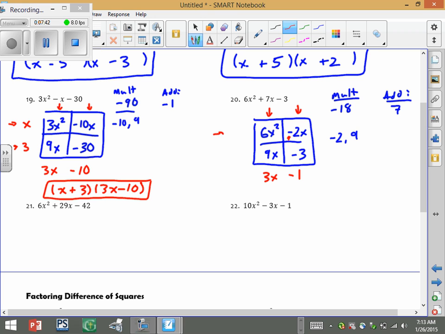Here going this way, 6x squared and then negative 2x. They both have a 2, they both have an x. And here they both have a 3. We don't need a negative because we don't start with a negative. And so the final factored form then would be 2x plus 3, 3x minus 1.